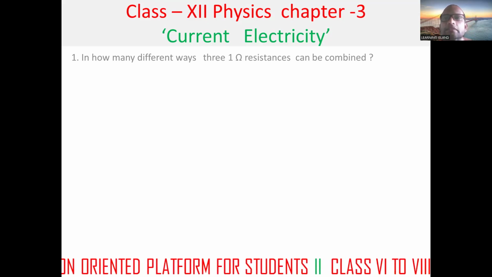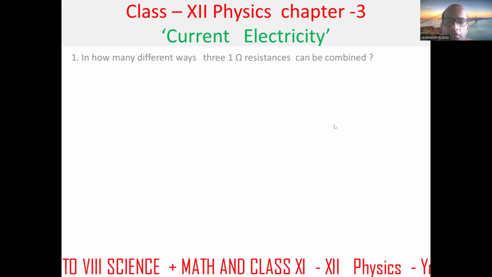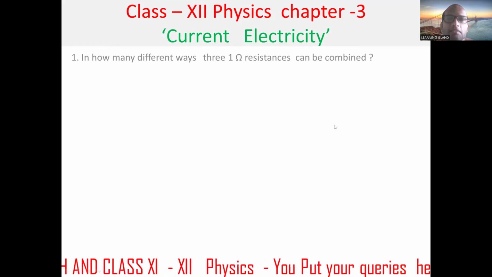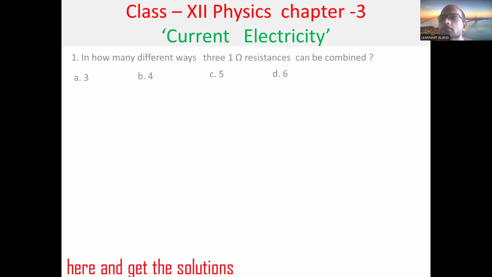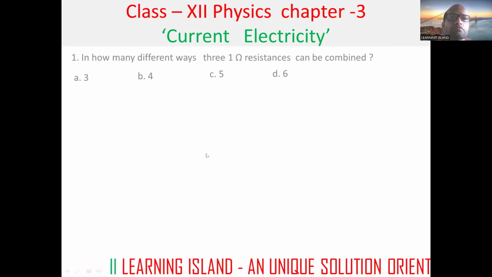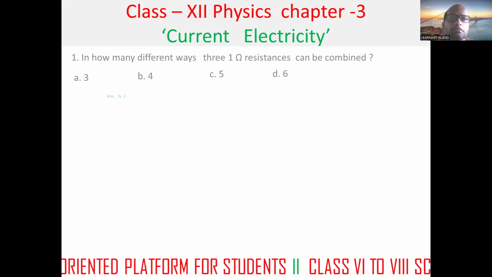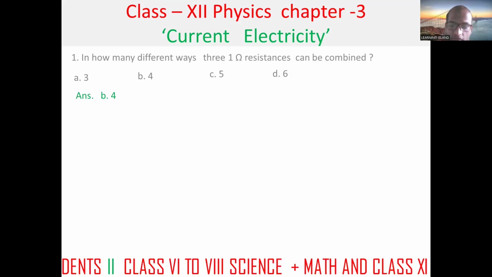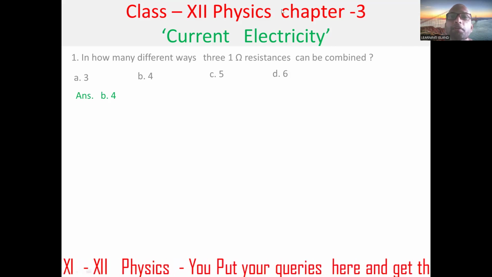Let us see how you can combine all these. You may arrange them in series, parallel, whatever. So options are this. So the answer would be 4. Now the question is how. How? Let us discuss this, because without proper clarification you would not be able to understand.